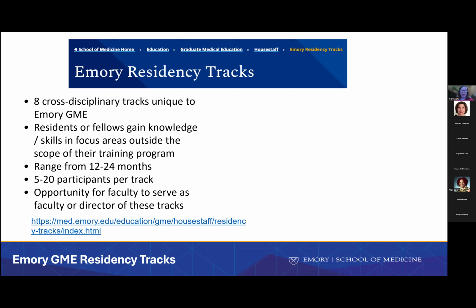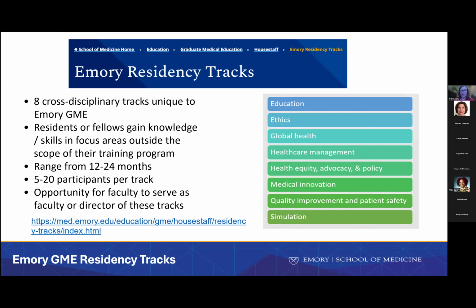So what they range from 12 to 24 months. Typically, they have sessions that are in the evenings that allow the residents to join, and some of them have action projects or other things. And this is a place that you could be involved. As I show you the topics here, if you have a special interest in one of these areas, you could become a residency track director or just a speaker.